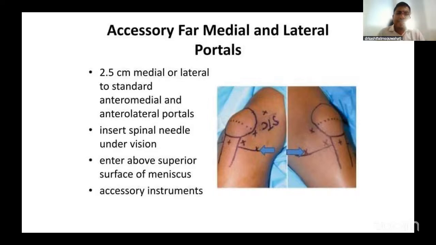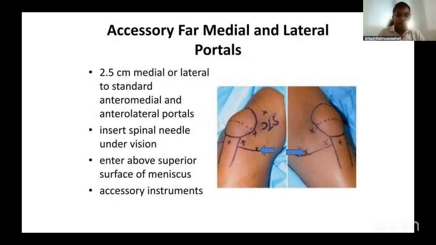Then we have the accessory far medial and far lateral portals, which go further medial and lateral to the standard anteromedial and anterolateral portals. Again, always remember, you need to put the spinal needle in first, under vision, using the illumination of the scope, the light source, and you should make sure that you always enter above the meniscus.